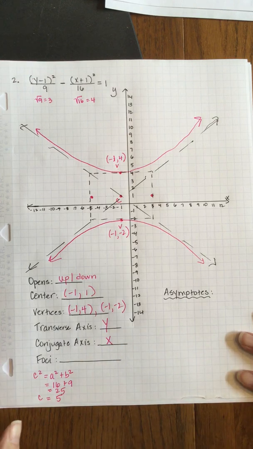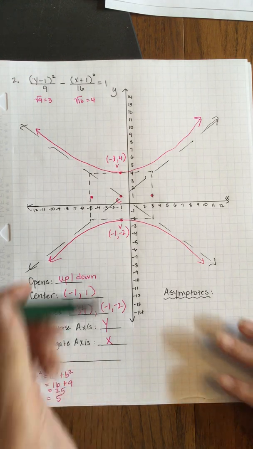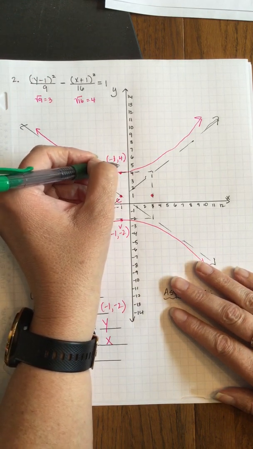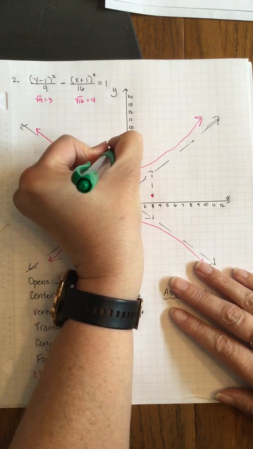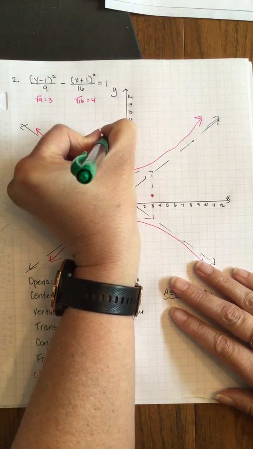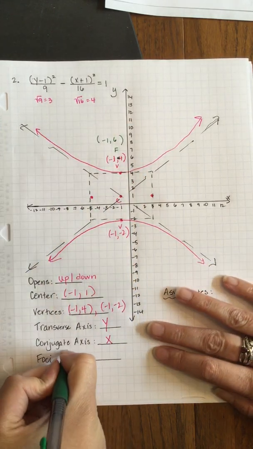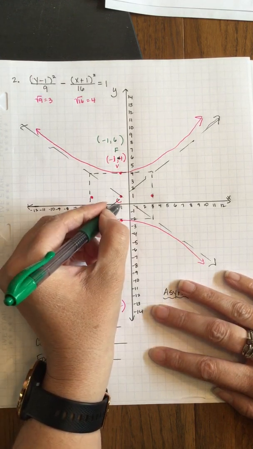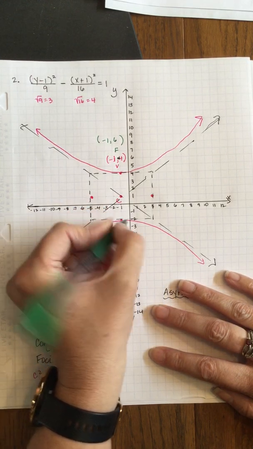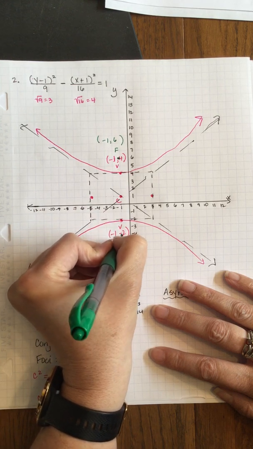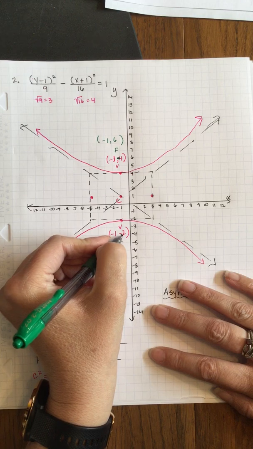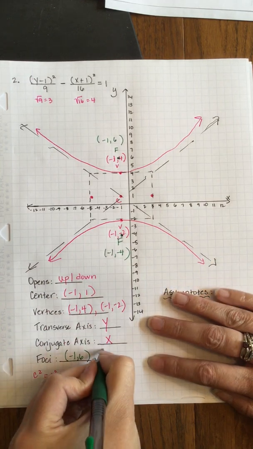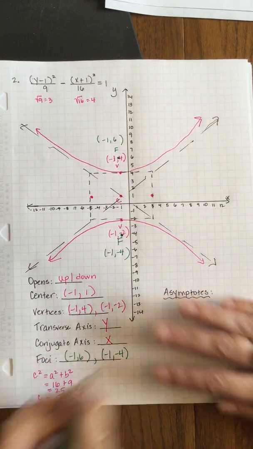And so my first foci is going to be -1. If you count 5, 1, 2, 3, 4, 5. The actual foci is right here. And then this would be -1, 6. So that's my first foci. And then my second foci would be, from the center, we'll count 5. 1, 2, 3, 4, 5. This actually came out quite nice. And so this would be -1, -4. This is my other foci, -1, -4.